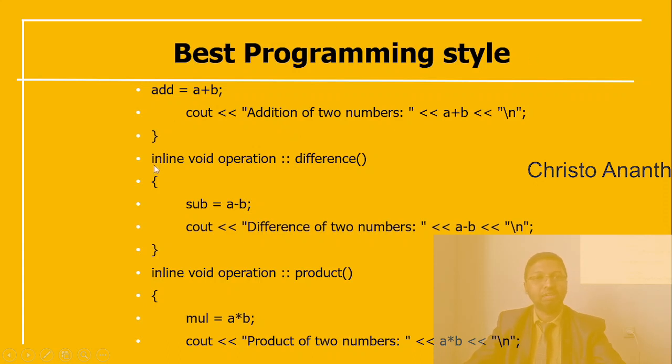Then you will have inline void operation difference. So sub is equal to A minus B. So cout, difference of two numbers. So that you will be having. So A minus B.